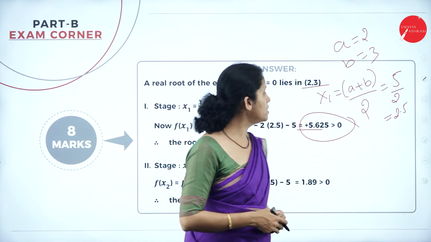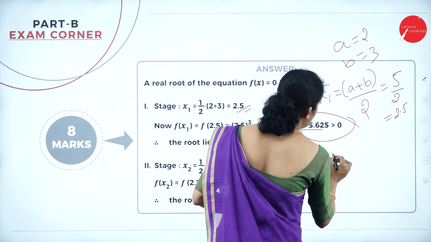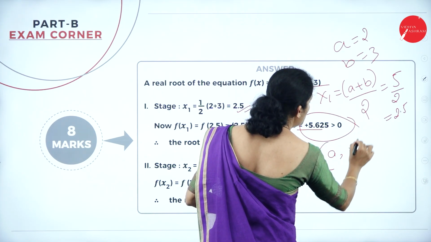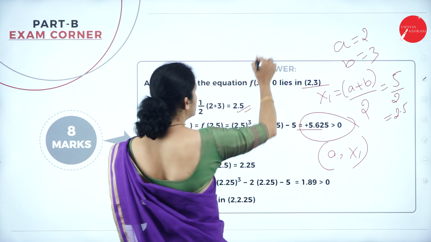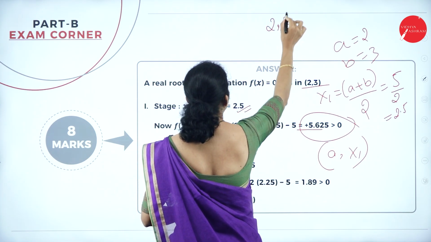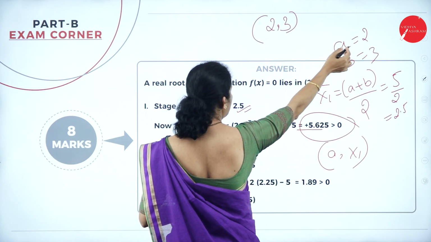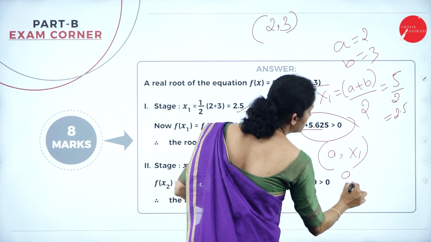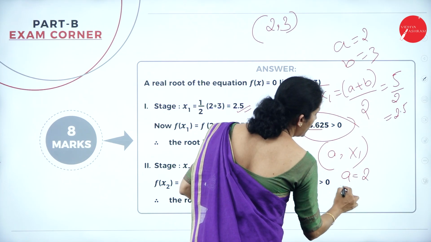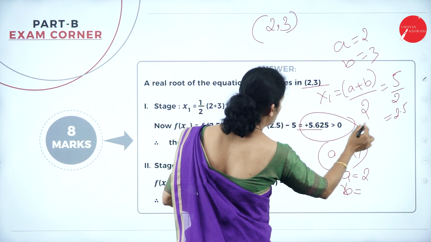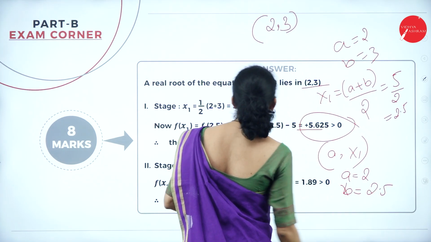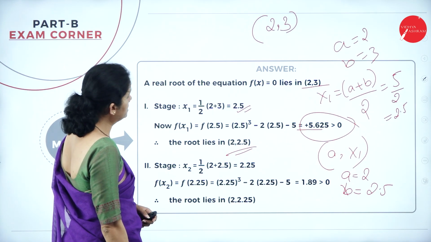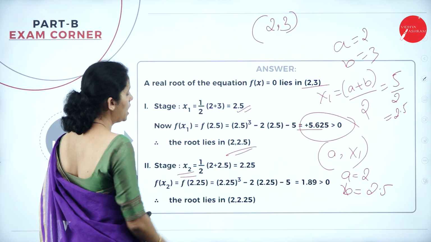If it is a positive number, what do I want to do? I want to write A as it is and change B to x1. So what is the root initially? 2 and 3, where 2 is A and 3 is B. Now my root is: A is 2 and B is x1. What is x1? That is 2.5. And in this stage 2, once again I am going to find x2.